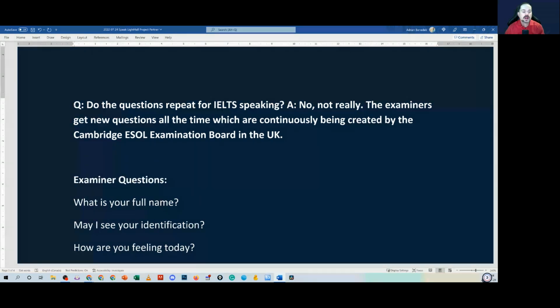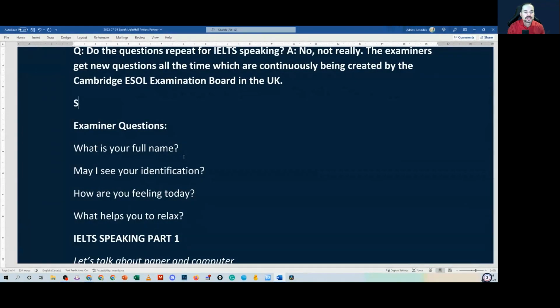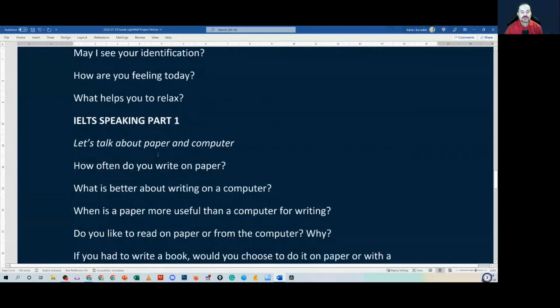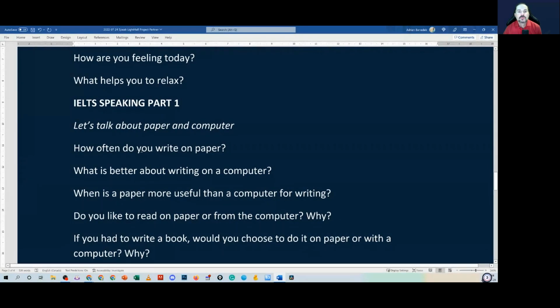So the question, for example, do you work or study? Yeah, you might get that question repeating in multiple IELTS exams. So the first couple questions you might get repeating, but then these questions for IELTS speaking part one, like let's talk about paper and computer, you won't have that repeat, but you might have something like let's talk about writing on paper or let's talk about using a computer, which is going to be similar to let's talk about paper and computer. So they don't repeat the exact same questions, but they do kind of repeat the same ideas because there are only so many ideas that everybody can talk about. Does that kind of make sense? So does everybody understand that?